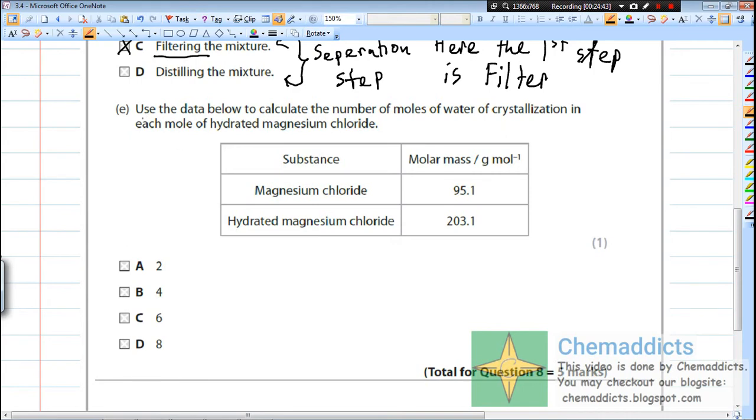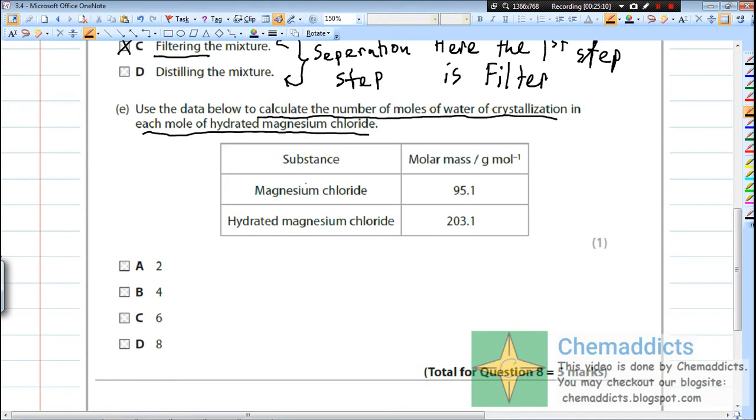Now let us read this question. Use the data below to calculate the number of moles of water of crystallization in each mole of hydrated magnesium chloride. So this is the data given. Here they have asked us to calculate the number of moles of water of crystallization in each mole of hydrated magnesium chloride.